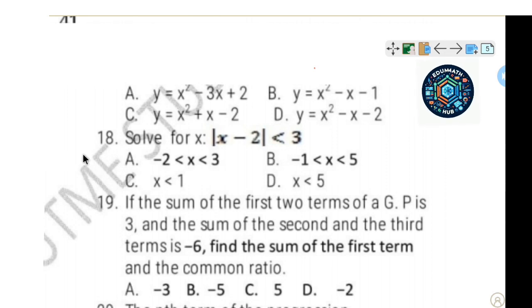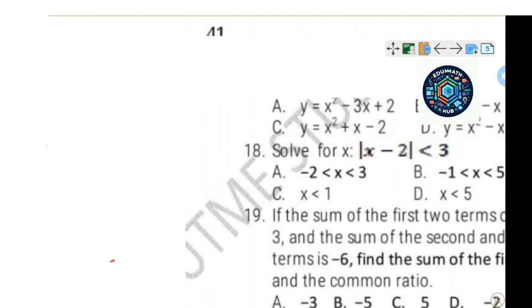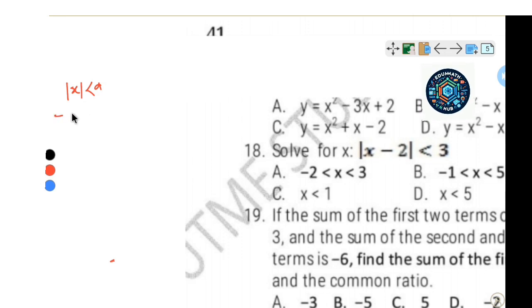So move to number 18. Solve for x such that the modulus of x minus 2 is less than 3. So this is a modular arithmetic inequality. Now what you need to do is remember this simple relation. Anytime you have a modular inequality like this, if the modulus of x is less than a, then minus a is less than x, which is less than a. This is the relation you're going to use.